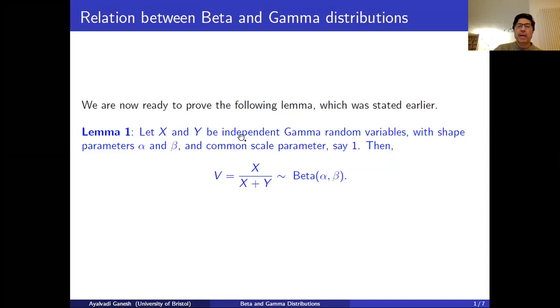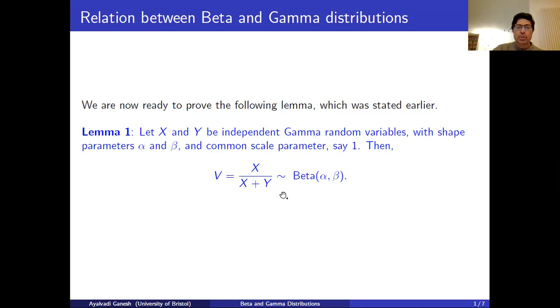So X and Y are independent gamma random variables with shape parameters alpha and beta, and a common scale parameter which we can take to be 1 without loss of generality. We define V to be this ratio X over X plus Y, and we claim that V has a beta distribution with parameters alpha and beta.